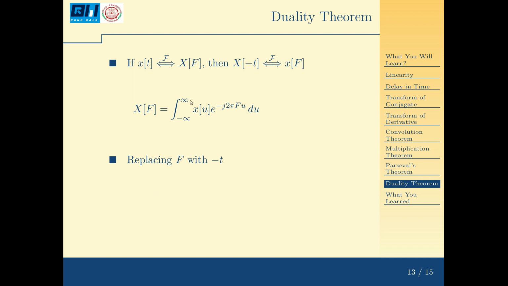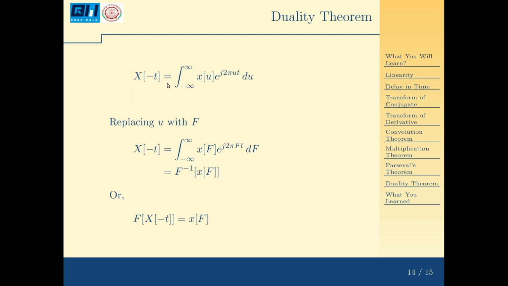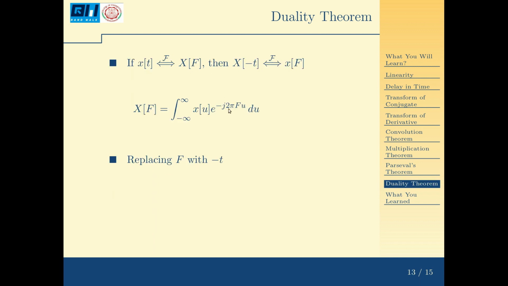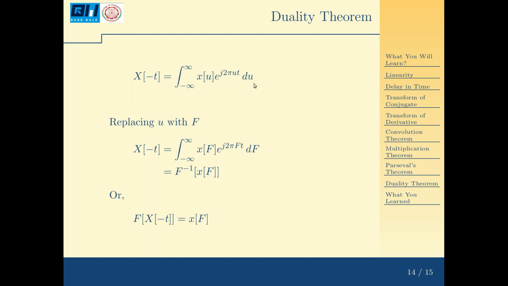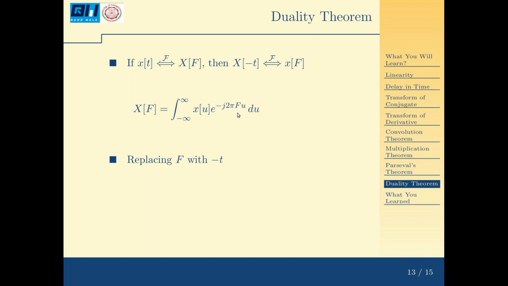What is my capital X(f)? That is integral from minus infinity to infinity of x(u) e raised to minus j 2 pi f u du, if I put u as a dummy variable instead of t. So replacing this f with minus t, this becomes capital X(minus t), that is integral from minus infinity to infinity of x(u) e raised to plus j 2 pi u t du. In this I put f equal to minus t, so this becomes e raised to plus j 2 pi u t du.